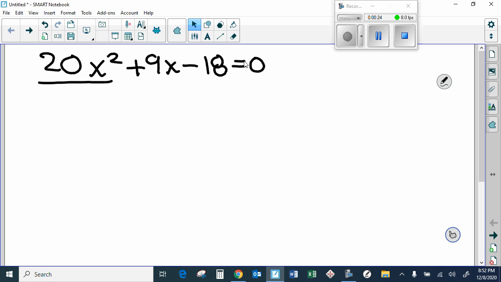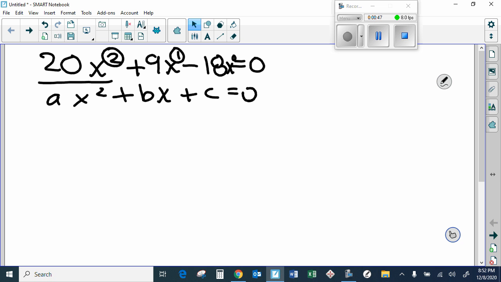Okay. And then I write it in standard form. Standard form is ax squared plus bx plus c equals 0. So it's degree 2, degree 1, degree 0. The constant term is always degree 0. So standard form means right from highest degree down. Ax squared plus bx plus c equals 0. So in this case, a equals 20, b equals 9, and c equals negative 18.